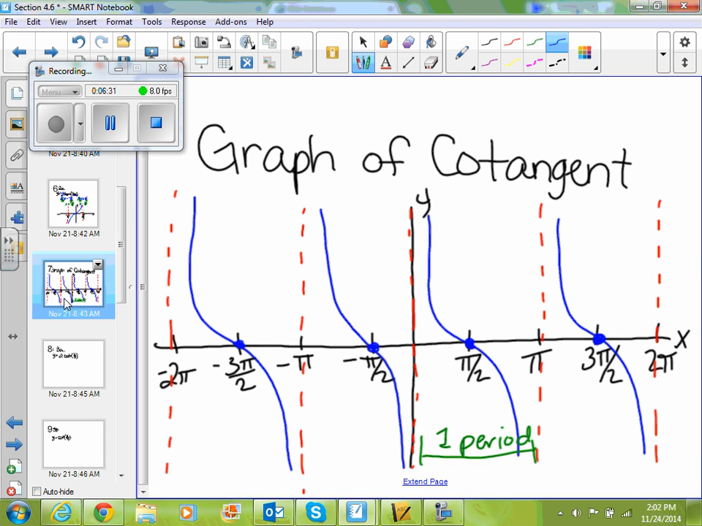Cotangent graphs look very similar, except because they're inverses, they start up and end down. So they're like negative tangent graphs. So the graph of cotangent has a period that goes from 0 to pi, so it's shifted over to the right by pi/2, and then it starts up and ends down.